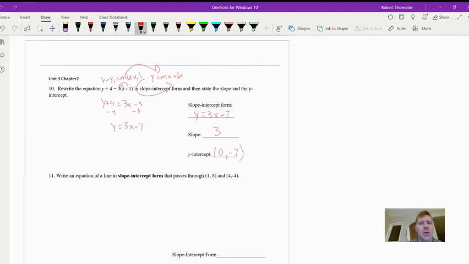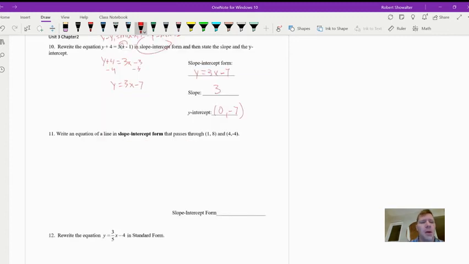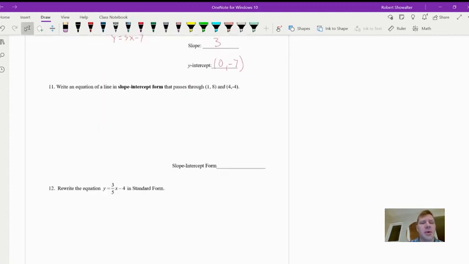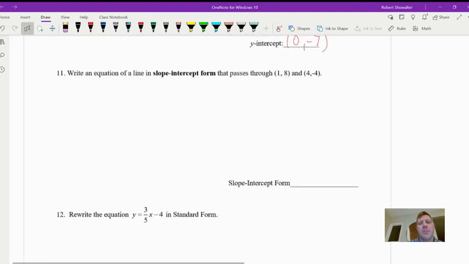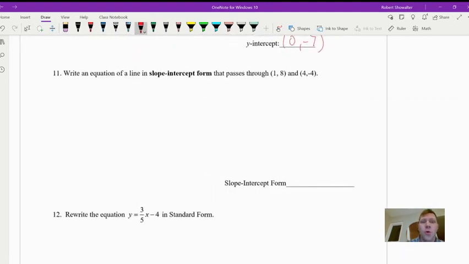Next, number 11. Write an equation of a line in slope-intercept form that passes through the given points. We should probably find the slope because we need that. So we go slope formula, then point-slope form, remember? Then we put it in slope-intercept form.